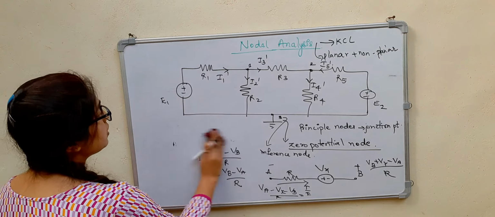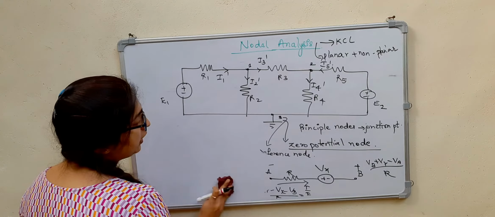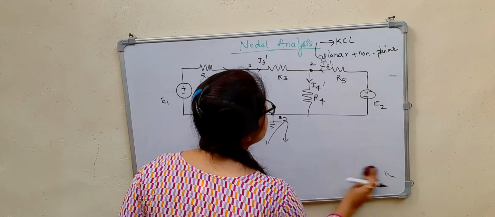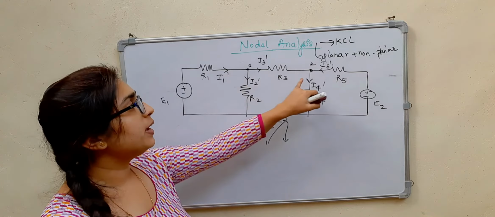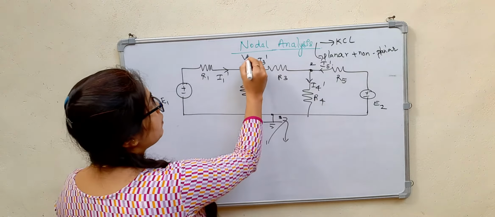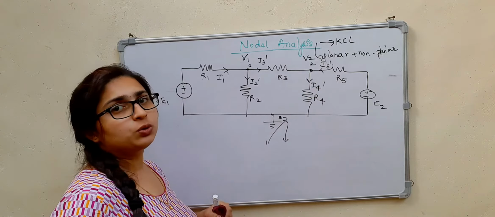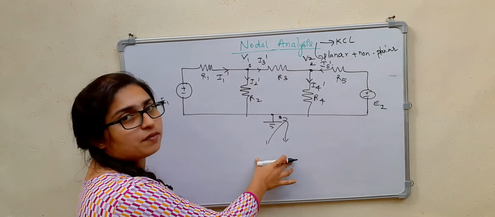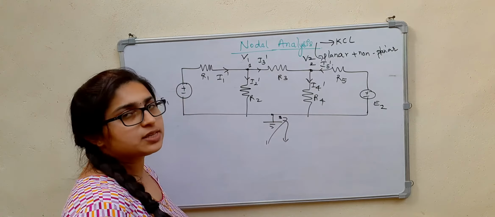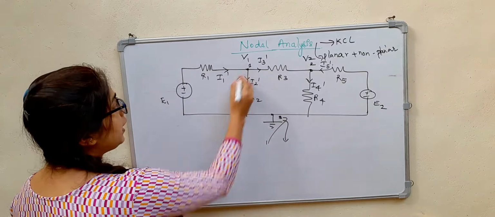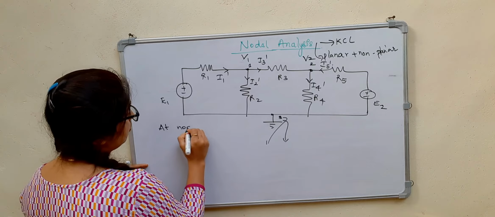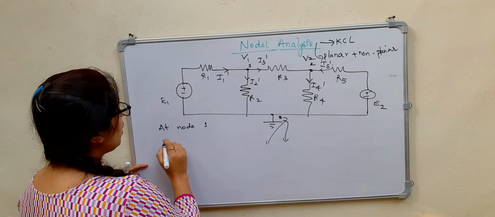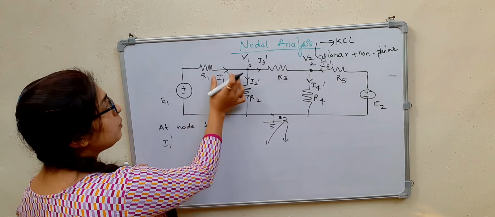Now let us consider the KCL at node 1 and node 2. The third node is the zero potential node, that is the reference node, and the other 2 nodes will be assigned the node voltages V1 and V2. If you have more than 2 nodes, then it will be V3, V4 and so on. Here we have 2 nodes other than the reference node, so I will consider the node voltages as V1 and V2. So at node 1, we have the current flowing in this direction. So I1 dash, what will be your I1 dash?